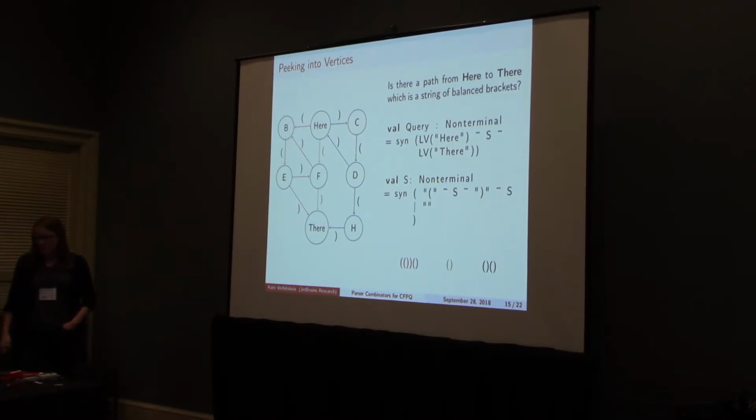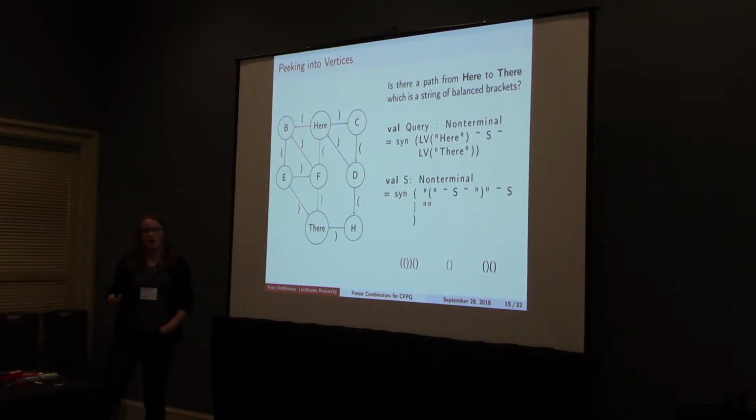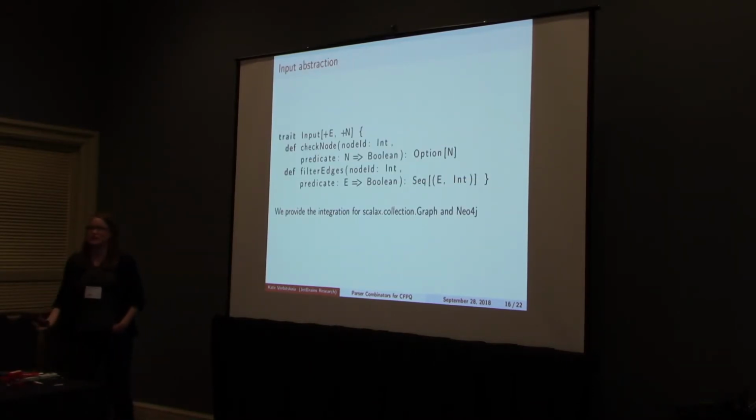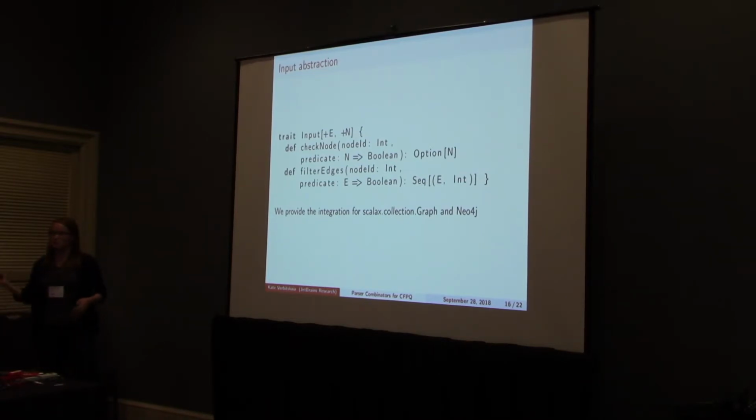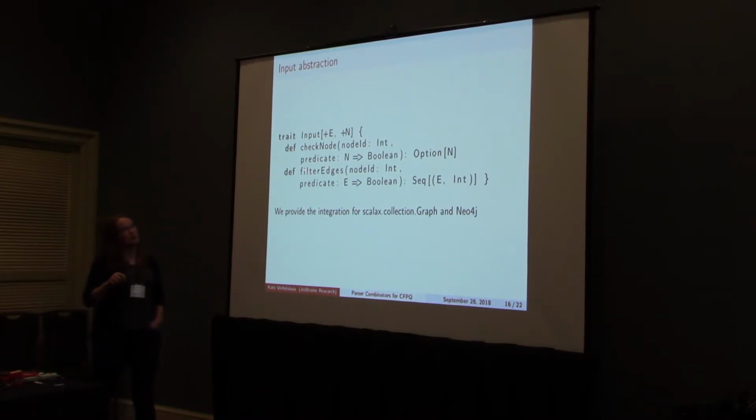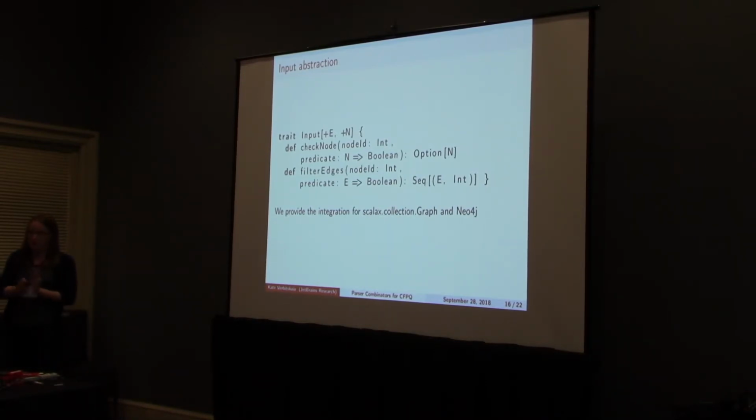Basically, there is no reason to limit ourselves to matching strings in edges and vertices. We can run an arbitrary predicate on the vertex, and this is how we get to the abstraction of the input, which we've done to make sure that we can parse strings, graphs, databases, and stuff like that. The input abstraction is quite minimal. We need only to provide a function to check the node and to parse along the edges which we have. So if we have several outgoing edges, we need to check which ones of them match the parser which we are trying to parse currently, and then use it in the successive parser. We provide the integration for Scala graph and for Neo4j and of course for the linear graph.